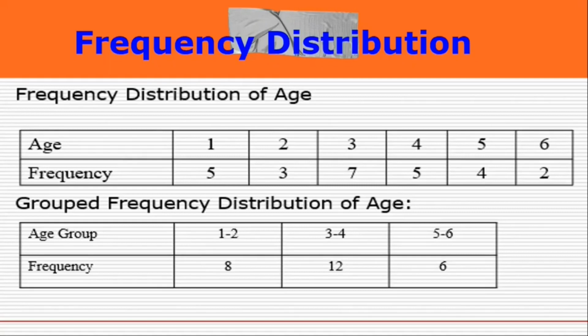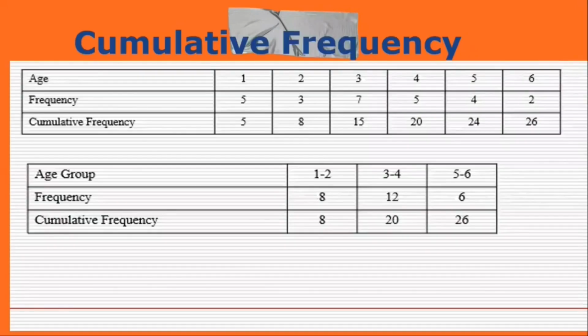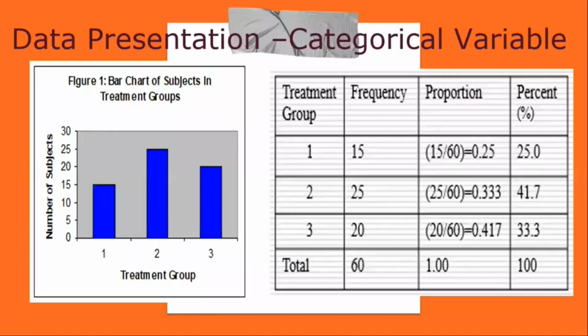Frequency distribution. Consider a data set of 26 children of ages 1 to 6 years. Then the frequency distribution of variable age can be tabulated as follows. Cumulative frequency: cumulative frequency of data that we showed you earlier on the tables. Data presentation. There are two types of statistical presentation of data, graphical and numerical.